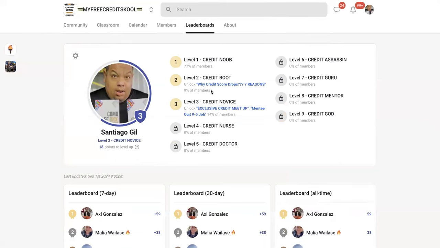It says right here, level two, this is what unlocks. Level three unlocks much more valuable information. I want to connect with you guys. Like I said, tag me if you join my school. I want to see what traction you're going to get. Looking forward to your growth.